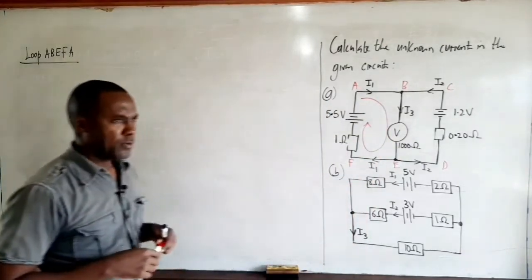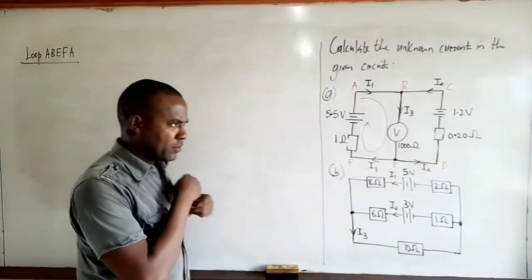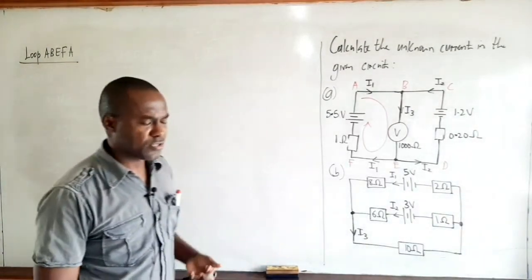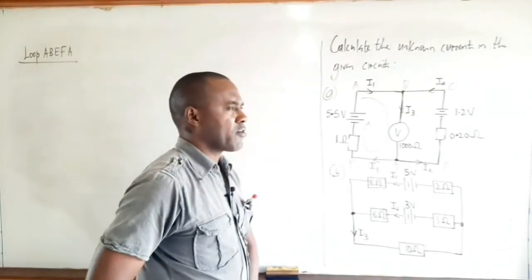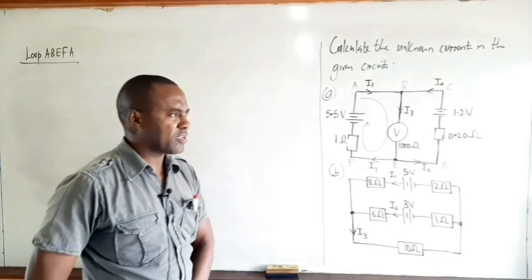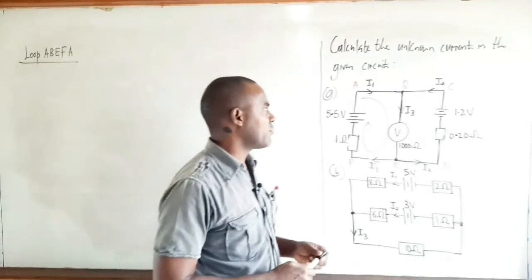Now let's examine the circuit and apply Kirchoff's laws. So let's see how we can apply Kirchoff's first law. Remember that Kirchoff's first law says that at a junction in the circuit, the total current flowing into the junction must be equal to the total current flowing out.